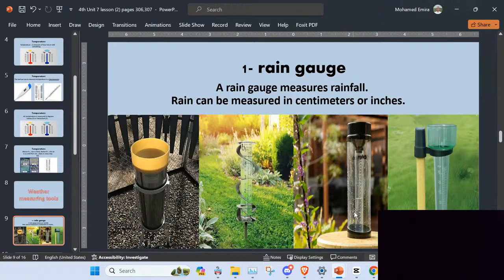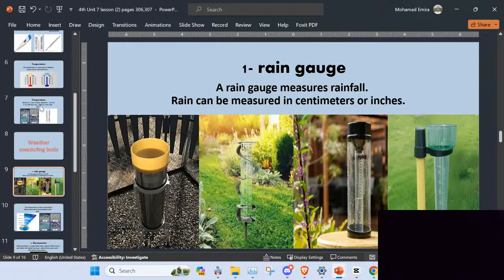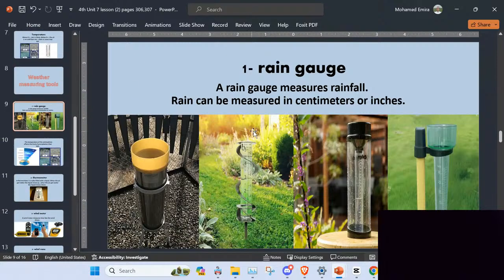So you leave it outside for a while, precipitation comes down, whether it's sleet, hail, snow, or rain, all of these come down into the rain gauge. Then you wait a little bit, then you take it away, and you see the amount of rain that hit the rain gauge. So this is tool number two. It's called the rain gauge. What is the function of the rain gauge?